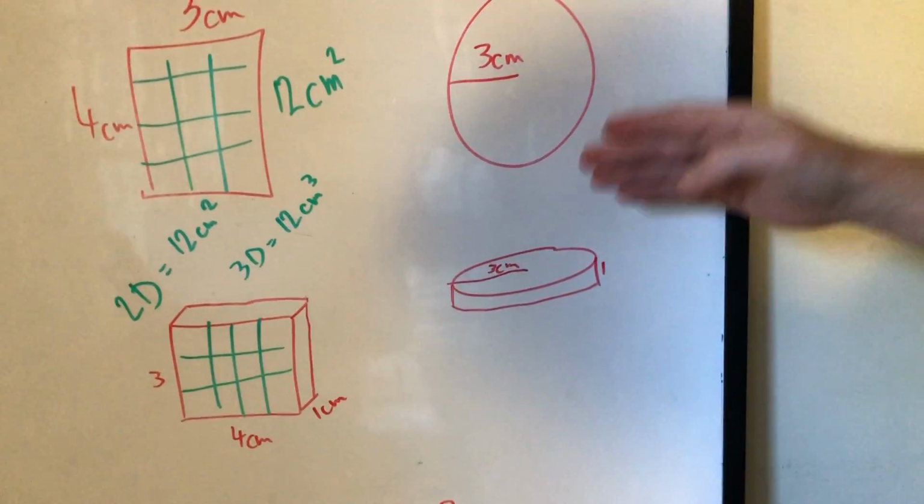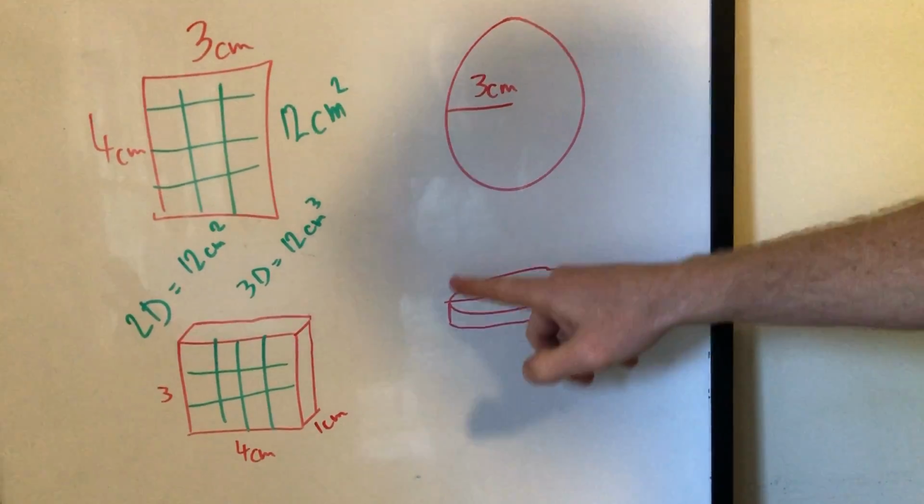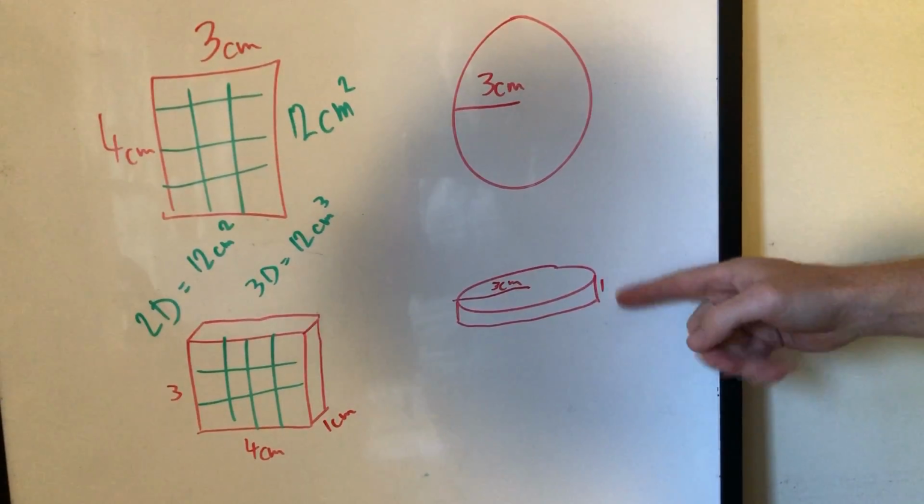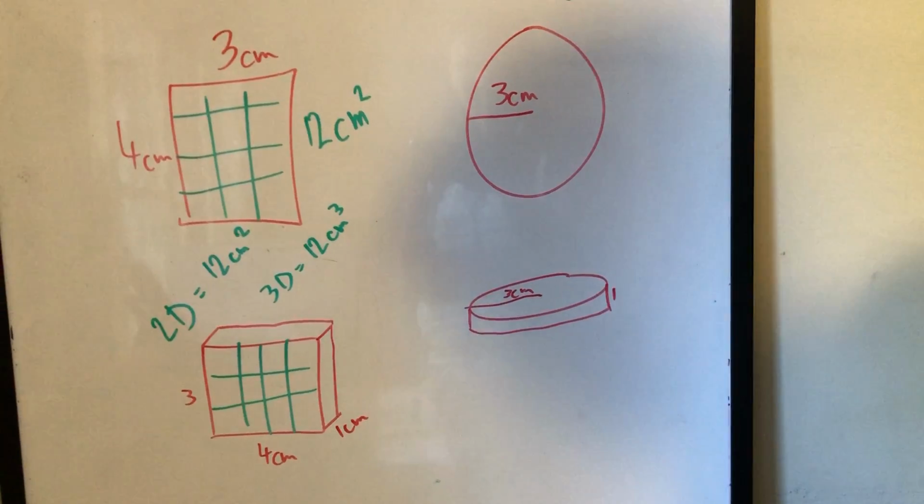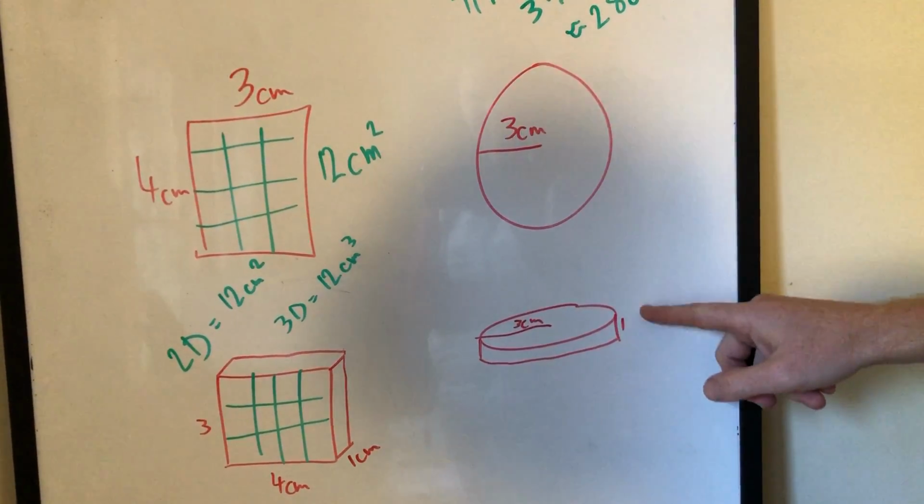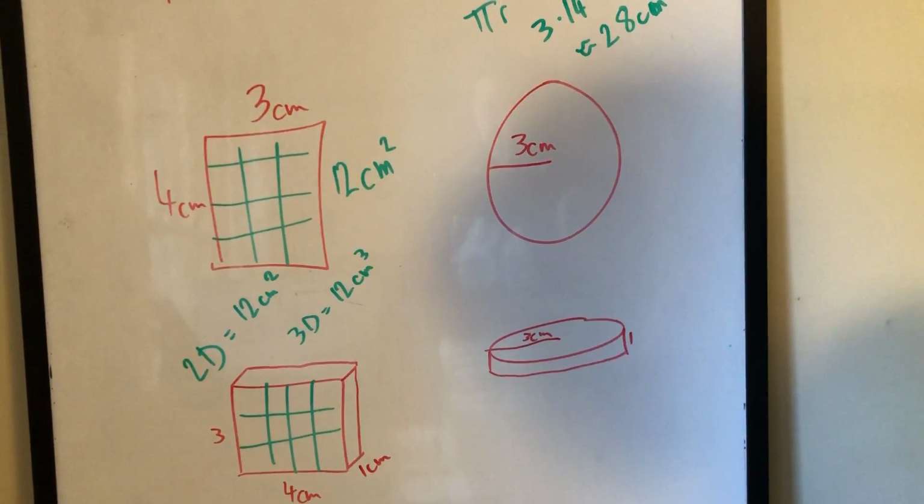And it's the same with the 2D circle here. Find the area of the circle and then multiply it by, in this case, its height. So it'll be roughly 28, I don't know exactly off the top of my head, times 1. Okay, so good luck with that.